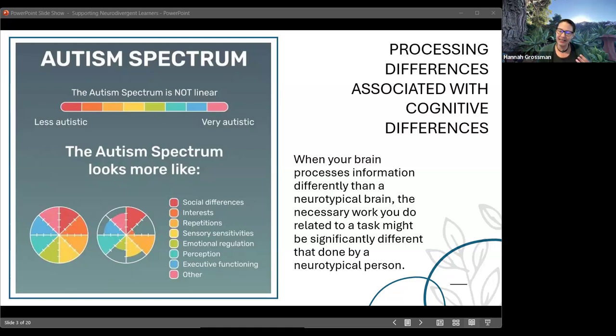The big idea is there are lots of different ways your brain might be handling information differently, and that all may be called autism. What that means is that the work you're doing in a task will look significantly different than a neurotypical person, because you're going to be putting your energy and your effort into different places. Your attention will be focused differently. So let's break that down a little bit.